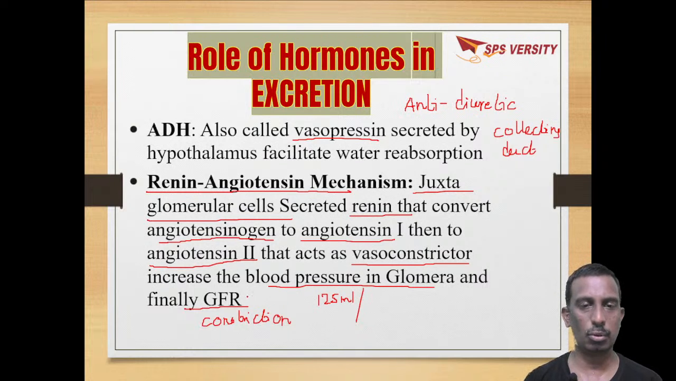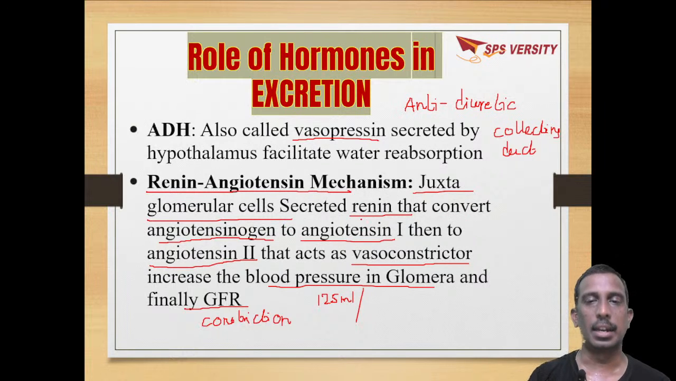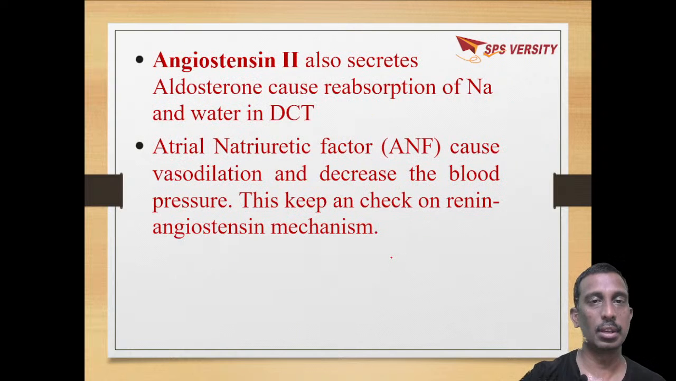When there is less glomerular filtration, to bring this value to normal, that is 125 ml per minute, these juxtaglomerular cells will secrete renin, which will convert angiotensinogen to angiotensin 1. Again, angiotensin 1 is converted to angiotensin 2, which acts as a vasoconstrictor and will increase blood pressure in the glomerulus. Thus, finally, the glomerular filtration rate is brought back to normal, that is 125 ml per minute.